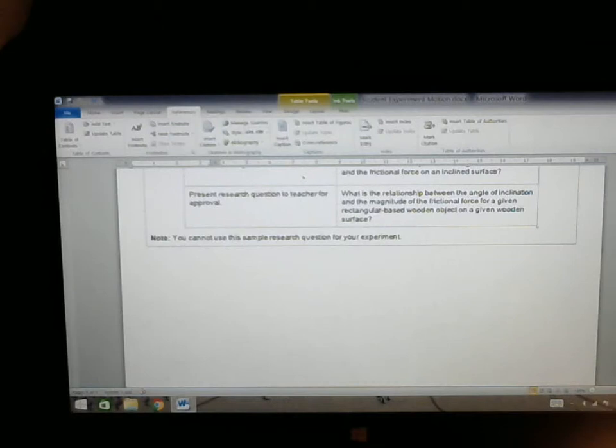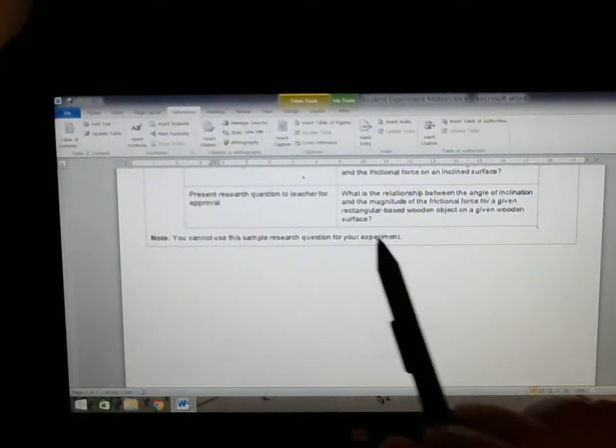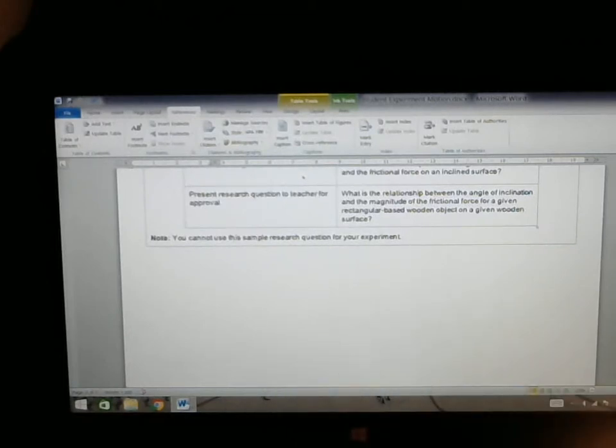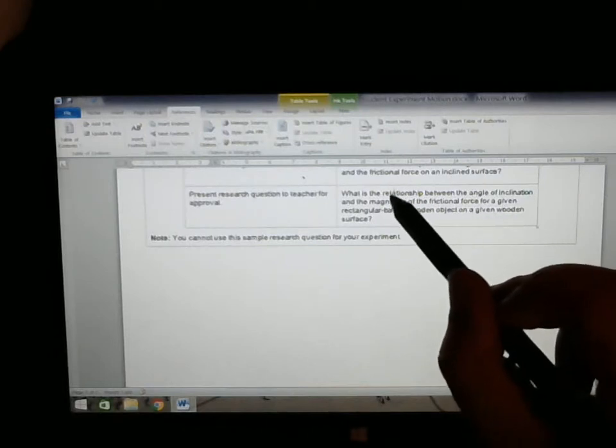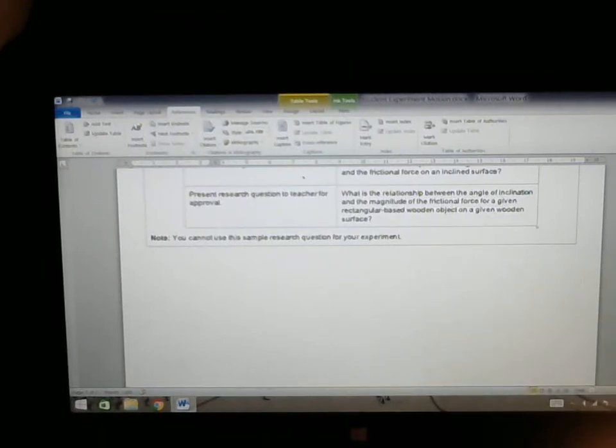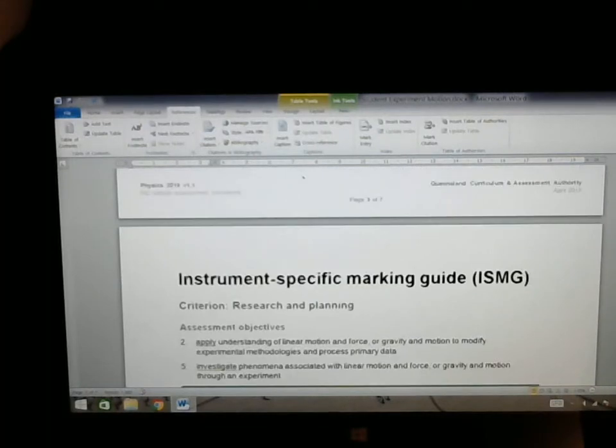Wooden object. Is a wooden object different from a plastic object? What about a metal object? We don't know because we've specified that we're just testing wooden objects. Given wooden surface. Okay, why are we using a wooden surface? Well, that would be part of the theory about why it matters what surface it's on. But again, we're saying that it's on a wooden surface, not a metal surface, not a laminated surface, not a plastic surface. Okay, we've said it's specifically wooden. And another word in here says the magnitude of the frictional force. We're just asking, well, how big is it? And these key things inside the research question, that is what we mean by it's specific. Okay, and so that's a really important thing to consider.